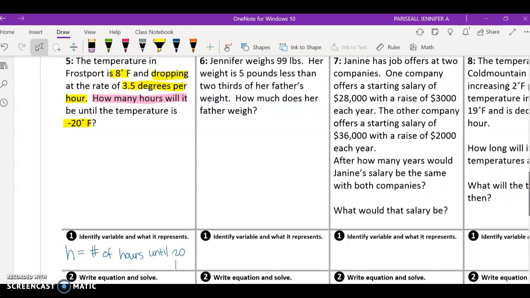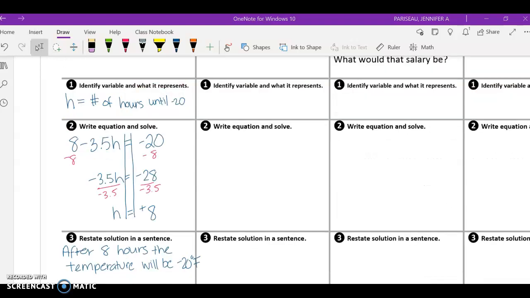So I'm gonna build my equation up here just because there's all this space right here. So again, where am I currently starting at? I'm currently at 8 degrees. Dropping means we're decreasing at the rate. So again, we're going at a rate of 3.5 degrees per hour. Rate means that we're multiplying. And our end goal is we want to find out at that rate, when will we reach -20? So go ahead and pause the video and do your solving and then check back in to see how you did.